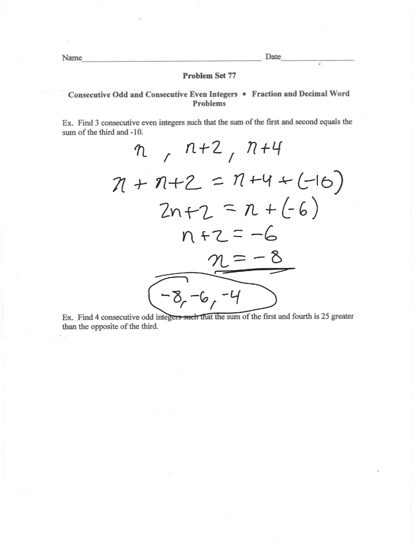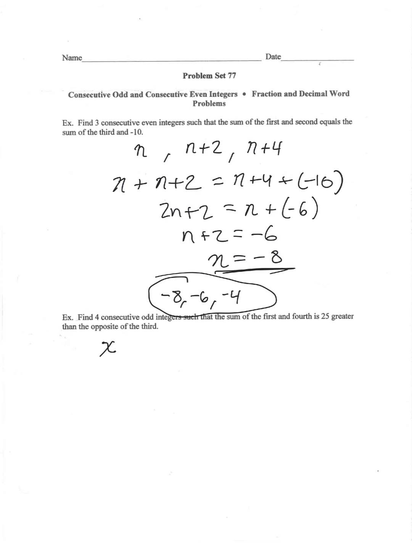Okay, let's look at a consecutive odd integer question. So we have consecutive odd integers. Again, we have to skip one integer if we're going up chronologically here. Find 4 consecutive odd integers such that the sum of the first and fourth is 25 greater than the opposite of the third. Okay, so let's start with our generic 4 consecutive odd integers.